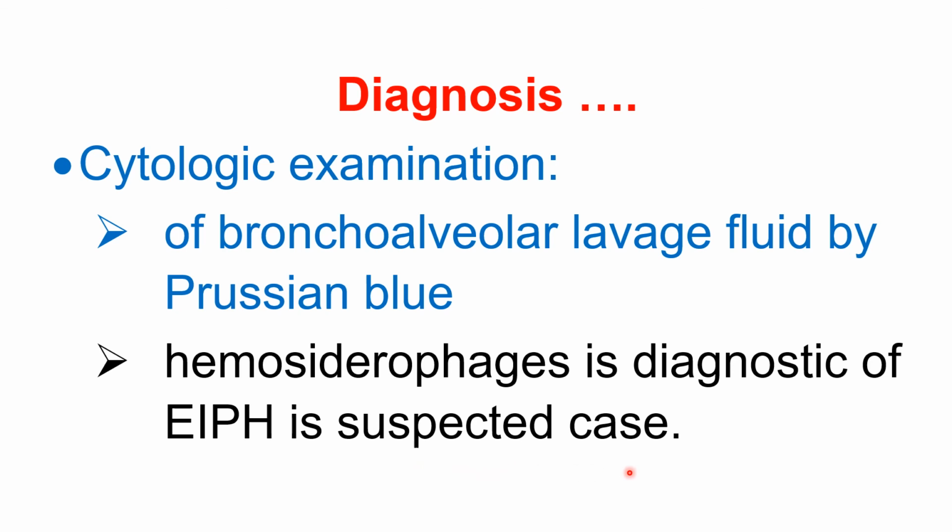Clear? So the presence of hemosiderophages with hemosiderin indicates a previous episode of EIPH bleeding. So cytologic examination is important for the diagnosis of a previous case of EIPH.